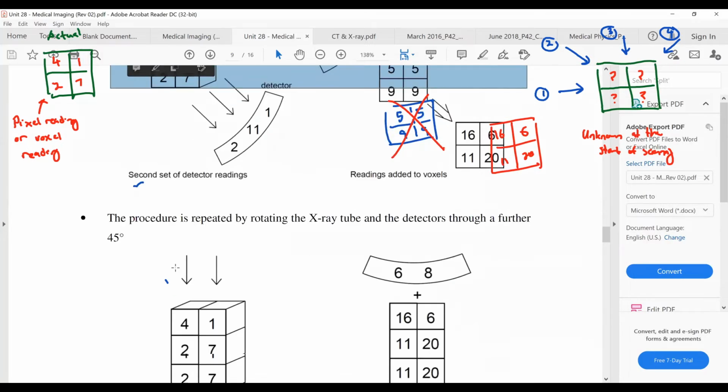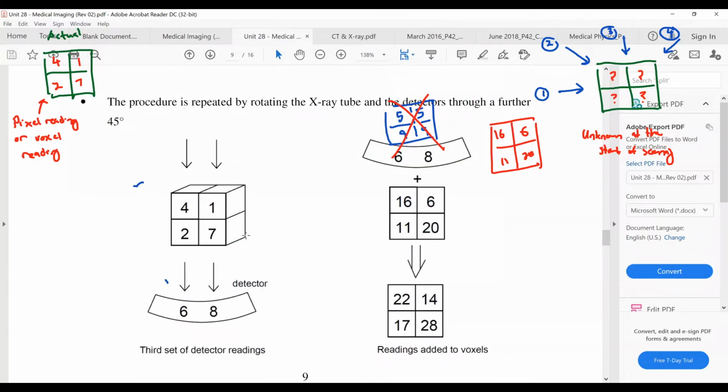So say now you again move to the third direction where you repeat the same process. Now this one is your X-ray transmitter, this one is your X-ray detector. Again, same thing as before, you sum up the total detector readings in a particular direction. This is 7 plus 1 giving you 8, 4 plus 2 giving you 6. So now you have 6 and 8 here. Again, you add up to what has been stored in your memory.